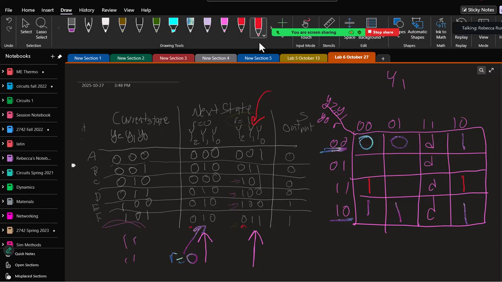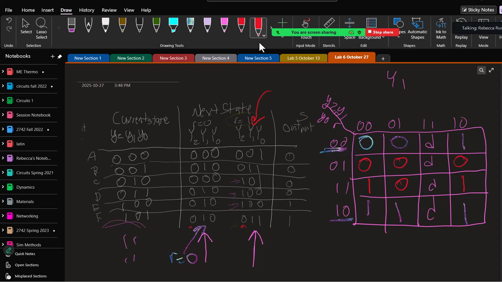For A, 0, 0, 0, that was a 0. For B, we did that one. For C is 0, 1, 0. That was a 0. 0, 1, 1 is D, and that was a 0. And 1, 0, 0 is F, and that was a 0. Okay, so there's our Karnaugh map for y1.